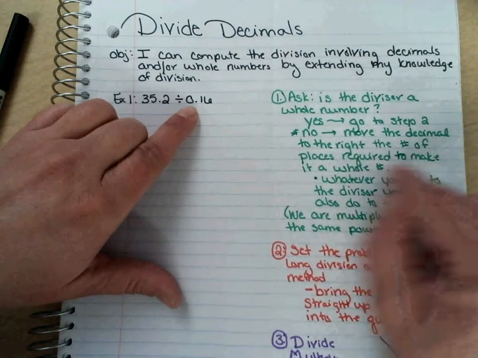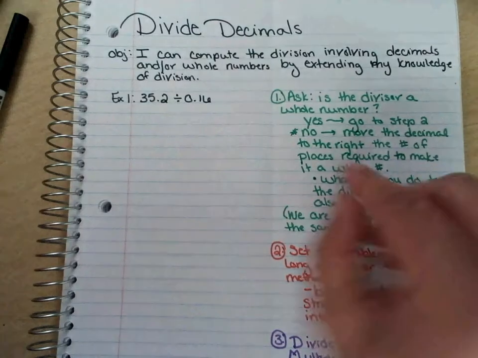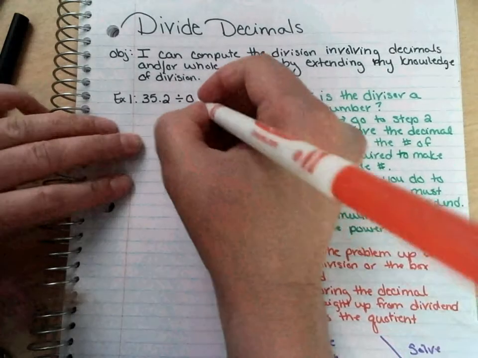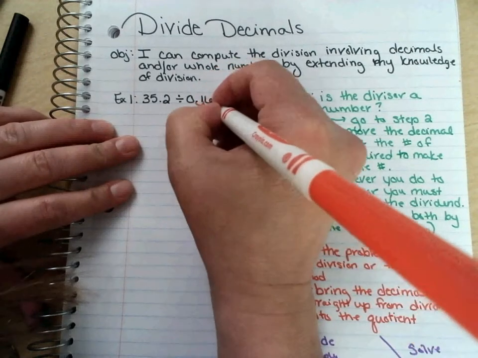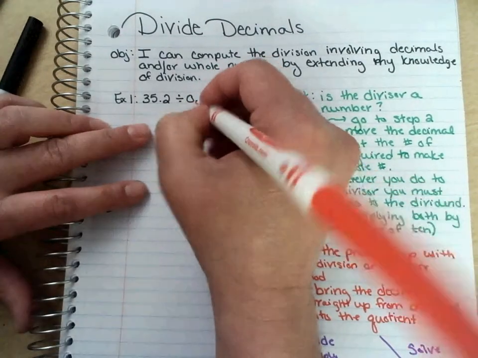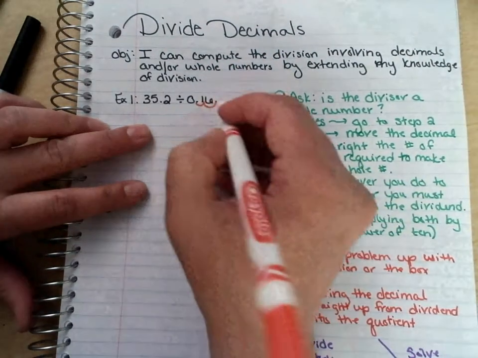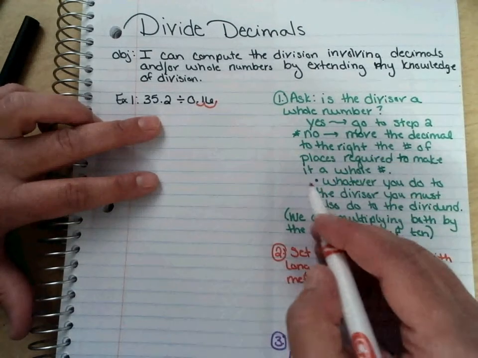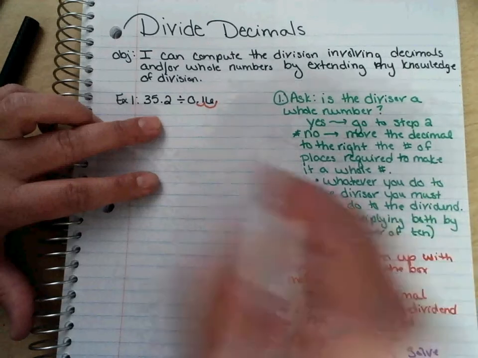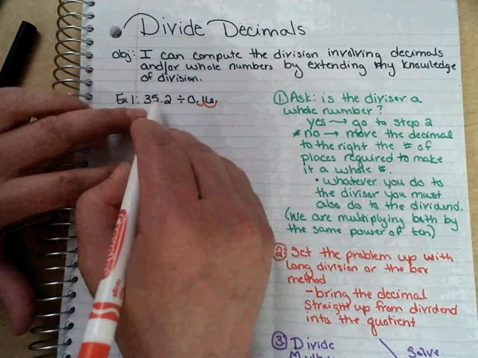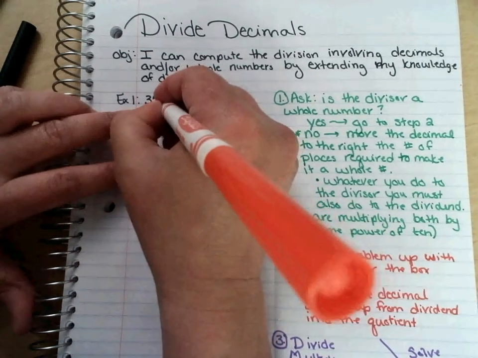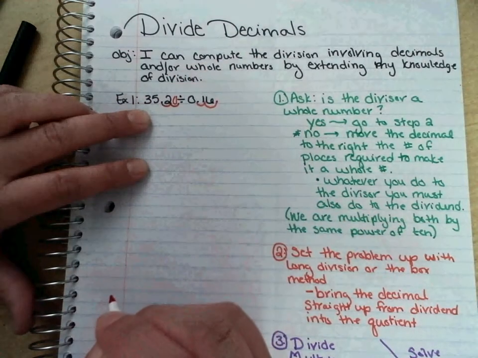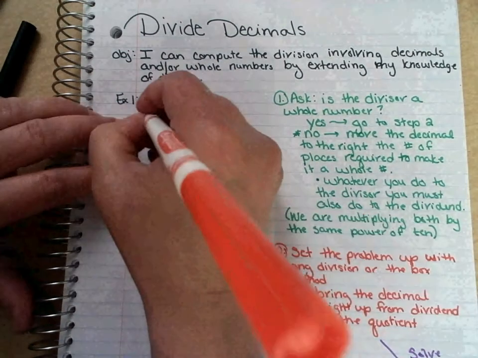No, we move the decimal to the right the number of places required to make it a whole number. So I'm going to multiply by a power of 10. I take my decimal and go right 1, 2 to make this number 16. That makes it 16. And it says whatever I do to the divisor, I must do to the dividend. So I'm going to take this one and go 1, 2. Well, I have a swoop there that needs a number.